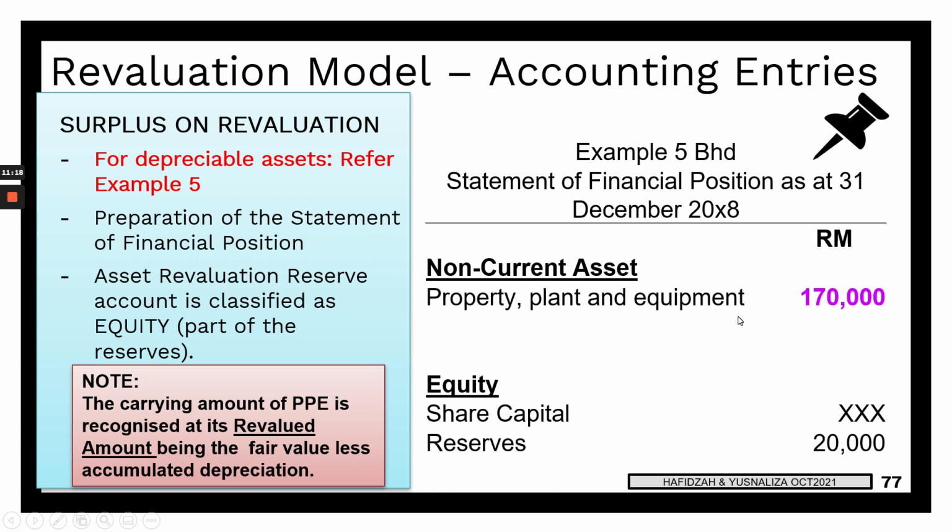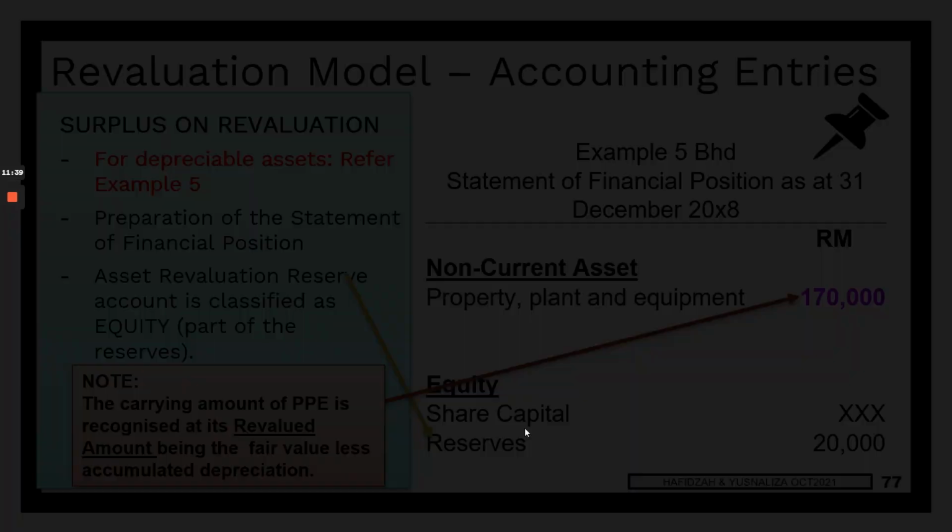The property, plant and equipment is shown under non-current asset, and the asset revaluation reserve is actually part of the reserve here. So maybe here there is retained profit, general reserve. It should also include the addition of the asset revaluation reserve here. So it shall be put together.